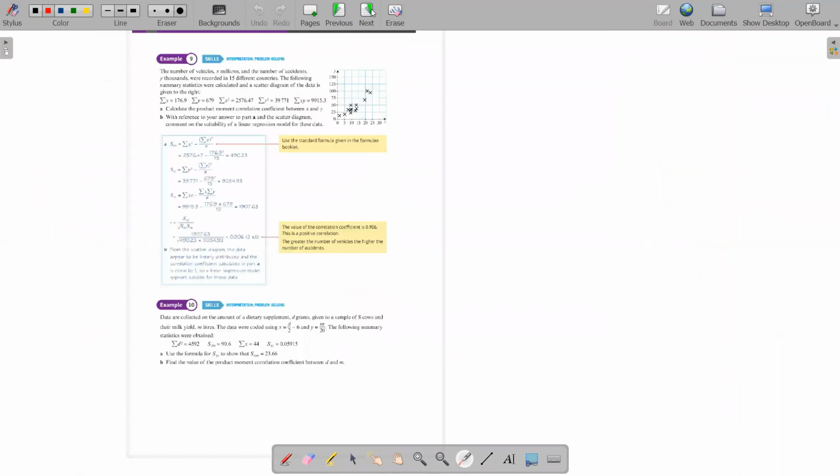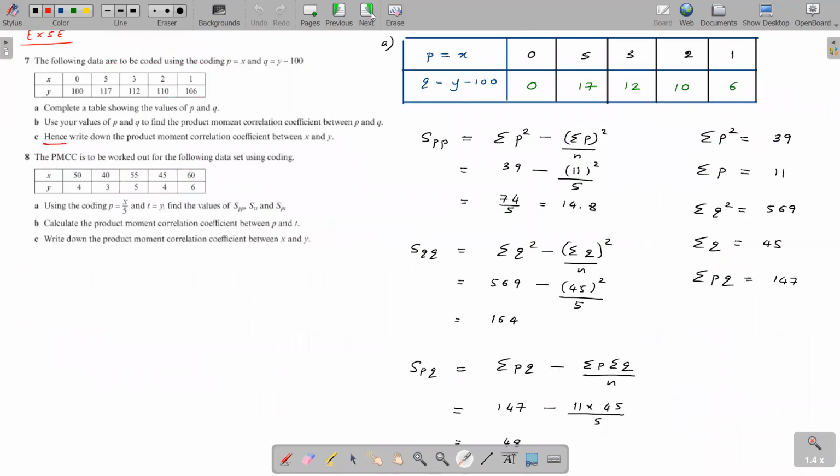Now, do we have linear coding here or some other special type of coding? If you look at this, P equals X, so it's simply a straight line relationship. There's no X squared here. Q equals Y minus 100. There's no Y squared here. These kinds of relationships are what we call linear, because they don't involve any powers of x and y. If you have powers of x and y, then they're not linear. So in S1, you only work with linear coding. Then what's the rule?